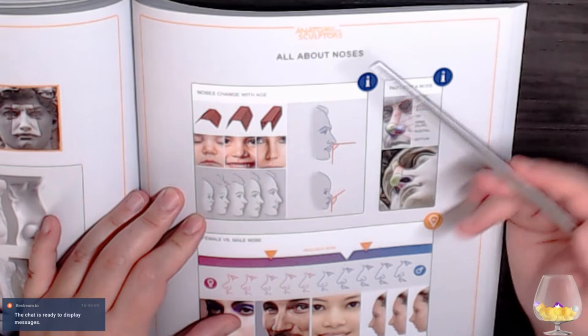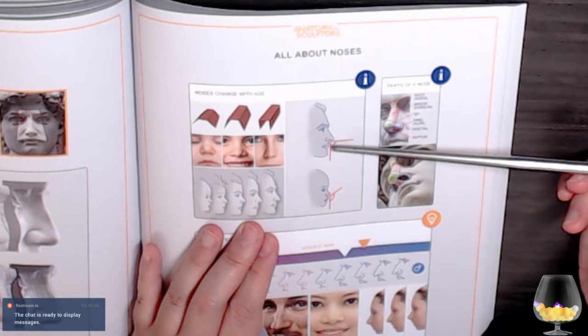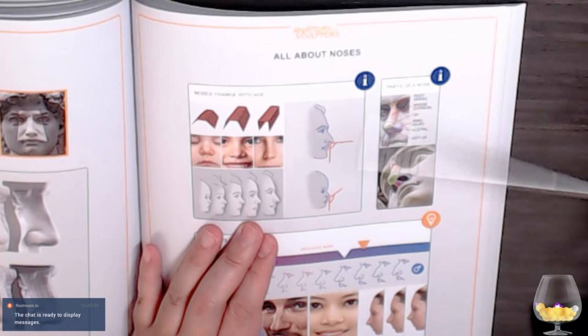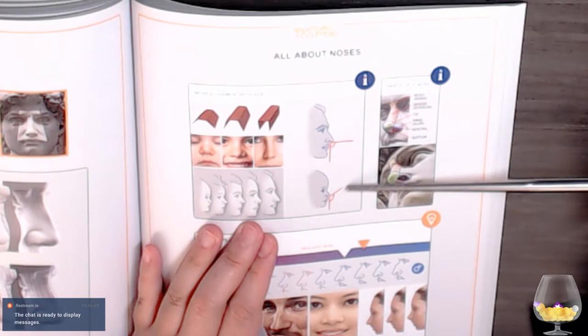Here, it's indicating the relation of the edge of the nose versus the mouth. For an adult, it looks to be that the nose goes straight out, perpendicular to the mouth, which is at a right angle. And for a child, it's a lot more upturned and has a wider angle. Let's see. Parts of the nose.